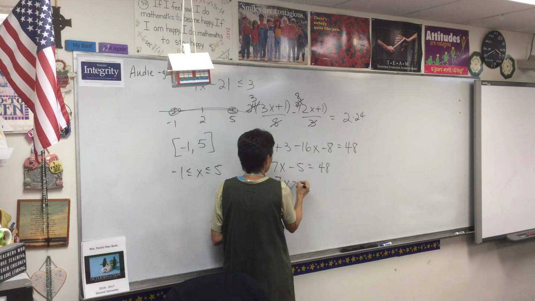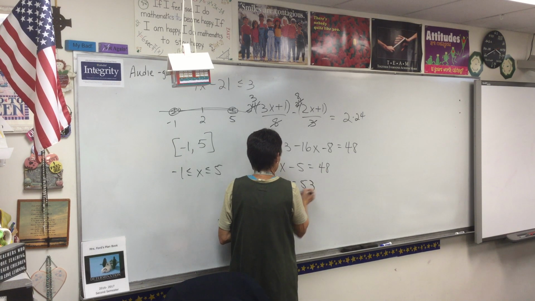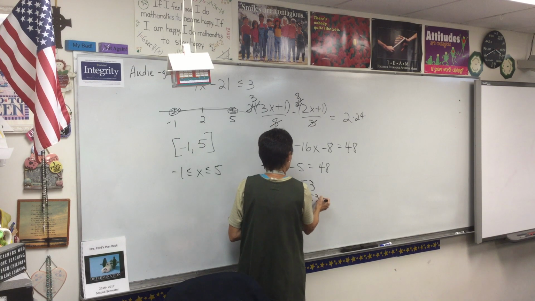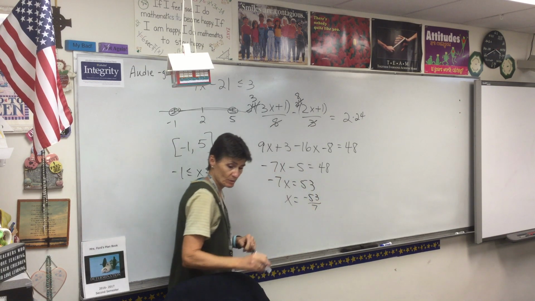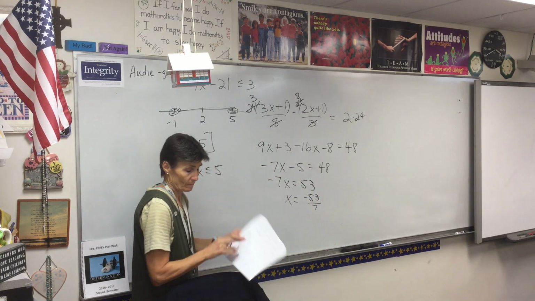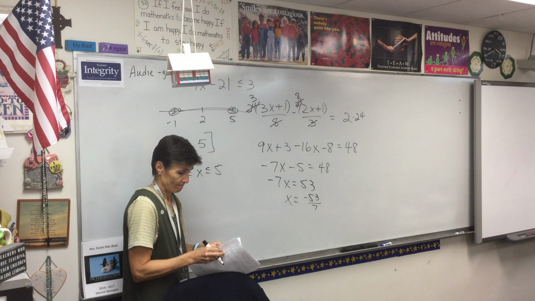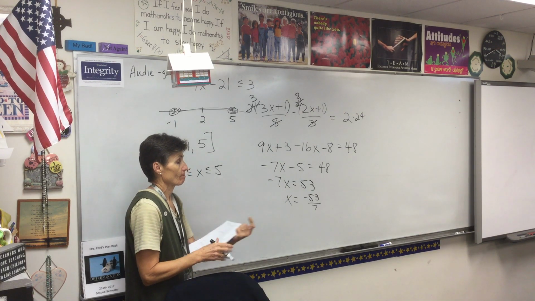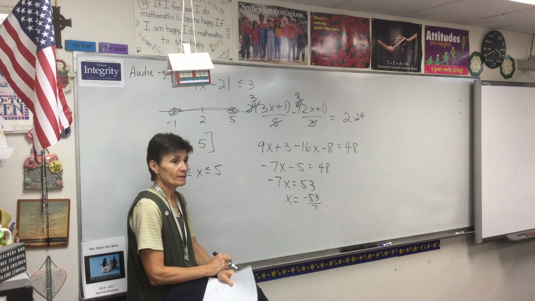I'll add 5 and divide. I got -53/7. Matthew, is that what you got? Yeah. All right, page 1 done already.